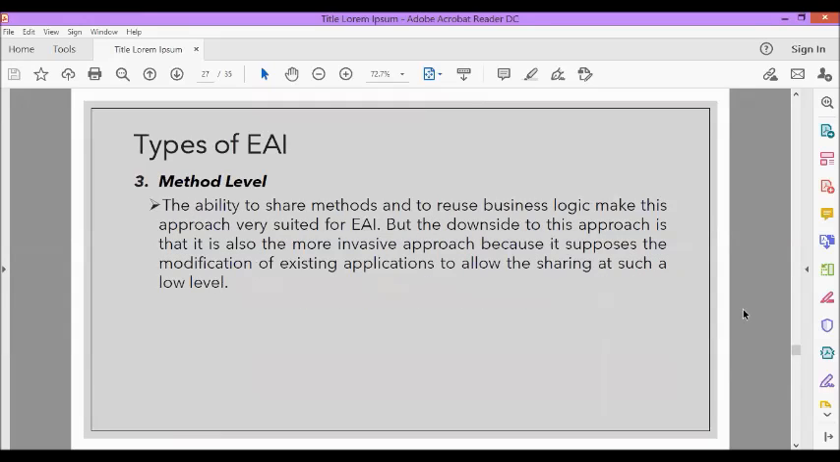The ability to share methods and to reuse business logic makes this approach very suited for EAI. But the downside to this approach is that it is also the most invasive approach, because it supposes the modification of existing applications to allow the sharing at such a low level.